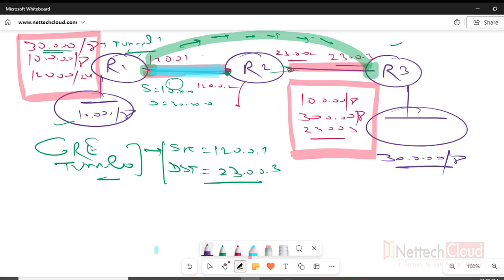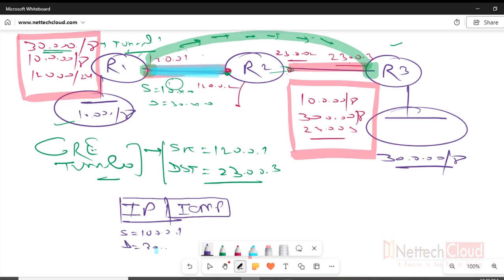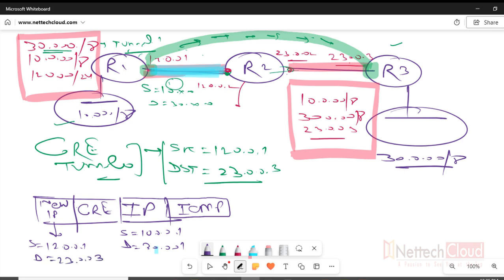Means in case of an ICMP packet, a ping packet, there is an IP header and the ICMP original packet. So the original packet means source IP, let us assume 10.0.0.1 and destination IP 30.0.0.1. So what happens here? In case of a GRE tunnel, two extra headers are added, the GRE header and a new IP header. And the new IP header means source IP is the tunnel source IP address, and destination IP means tunnel destination address, right?